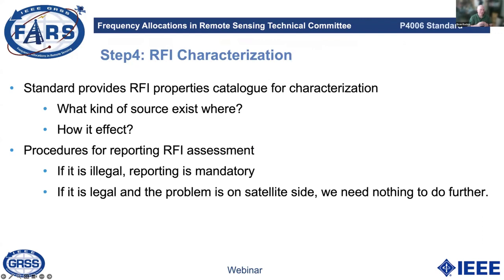Okay, so let's go on to RFI characterization. In this step, you're basically capturing the RFI properties, cataloging it: what kind of source exists where, and how does it affect. It may be one where the RFI is legal, in which case you have to figure out how you can live with it. And by legal, I mean it complies with the radio regulations. But if it does not comply with the radio regulations, then it should be reported that you are having interference, and that there is a source of interference that needs to be identified and stopped in terms of its impact to legal users of that band.